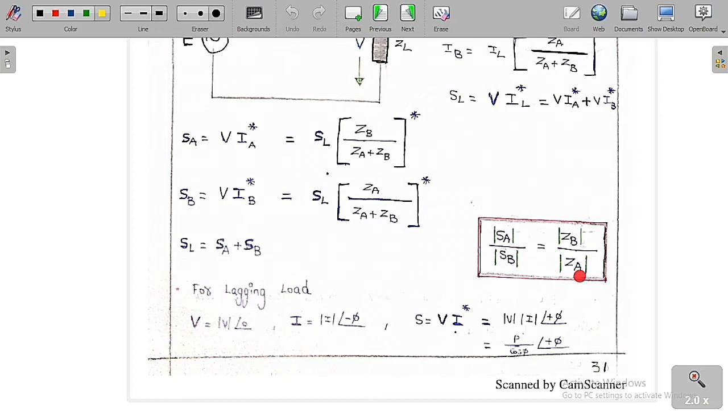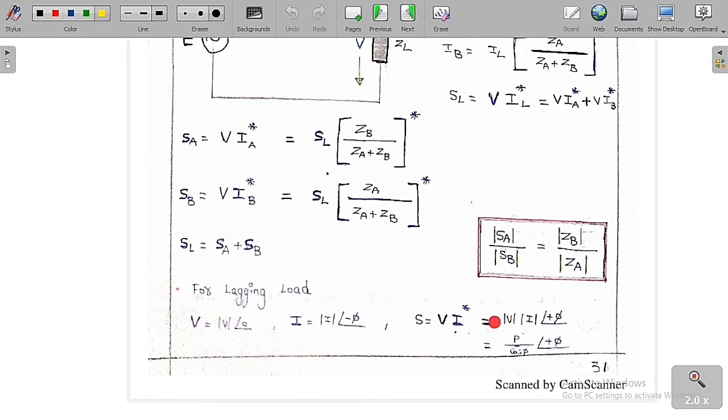You can see clearly here. Now for a lagging load we are going to see one condition. For the lagging load, I am going to assume the voltage across the load is mod V at an angle of 0 degrees. The current is going to lag, so the current is equal to mod of I at an angle of minus phi, because the current lags the voltage. Now what is the complex power of the load? S is equal to V into I conjugate. These are vector quantities.